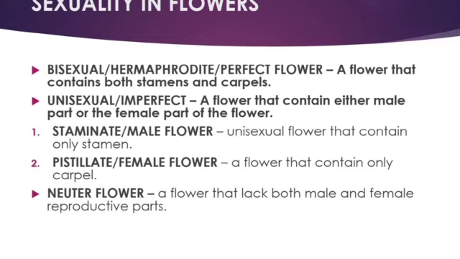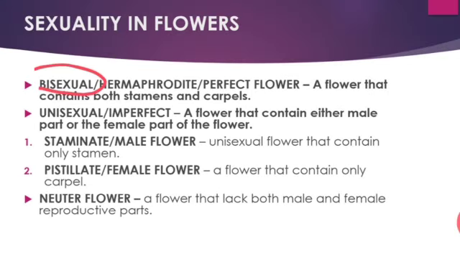Okay, so first comes the bisexual flower. From the word bisexual, we mean containing both the reproductive parts, the stamen and carpel, which means both the male and female parts are present in the flower. That type of flower is known as a bisexual flower. It can also be known as hermaphrodite.